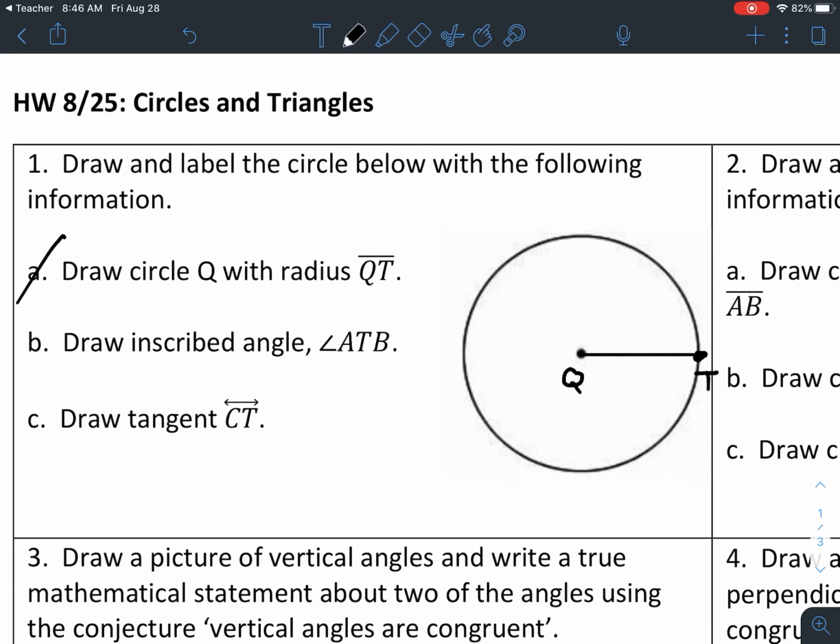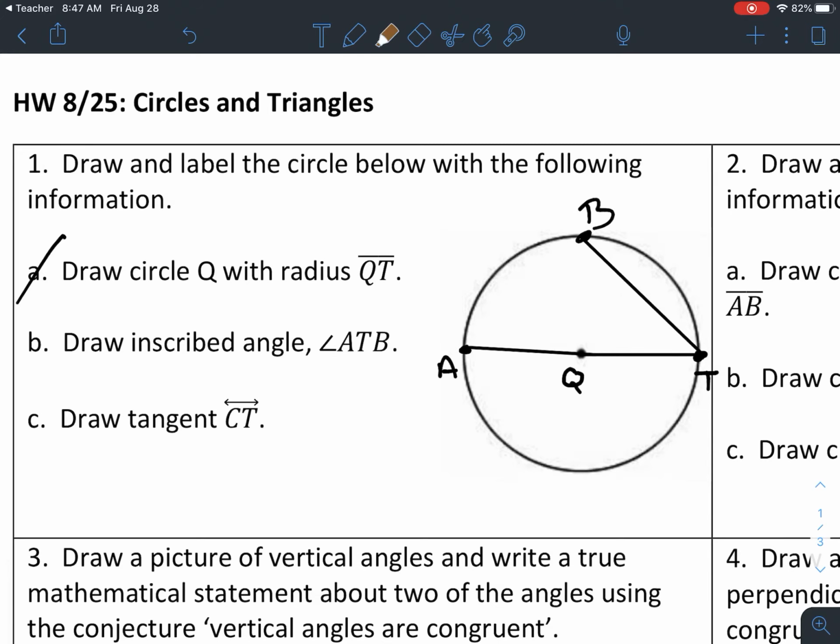Next, it's asking us to draw inscribed angle ATB. So what that means is that we have to add our points. Okay, so they're asking us to have a point ATB. So we have to have it come all the way across. We have to have a point here of A. An inscribed angle is where it comes across like that. It's inside. It's not in the center, but it looks like that. Or any other way you want to do it.